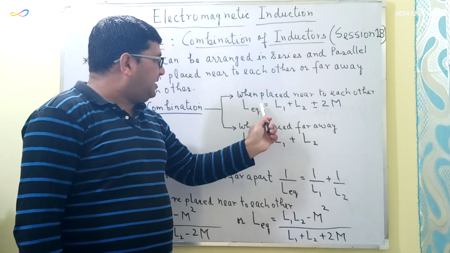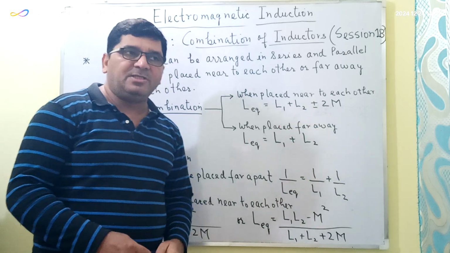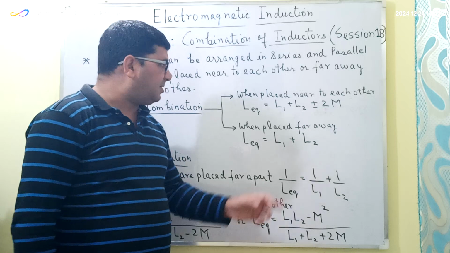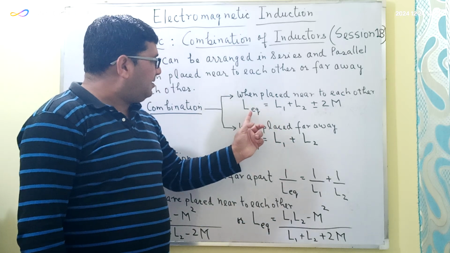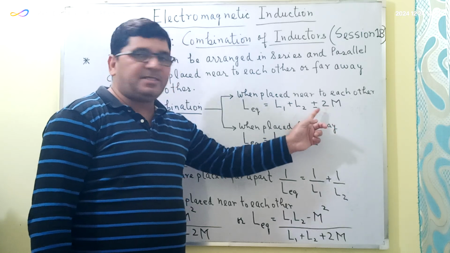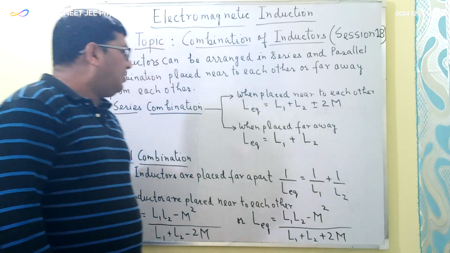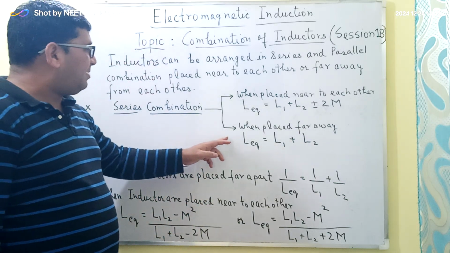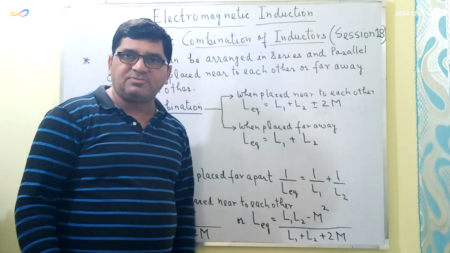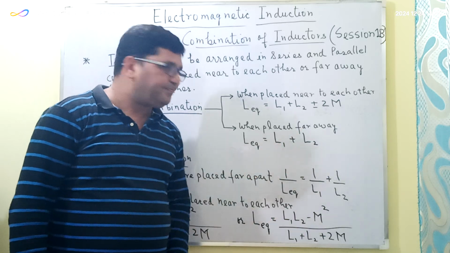The equivalent inductance will be equal to L1 plus L2 plus 2M when the magnetic fields of both these inductors are aiding each other, and it will be equal to L1 plus L2 minus 2M when the magnetic fields of these two inductors are opposing each other. When these two inductors are connected in series but placed far away, the mutual inductance will be 0, and so the equivalent inductance will be equal to L1 plus L2.